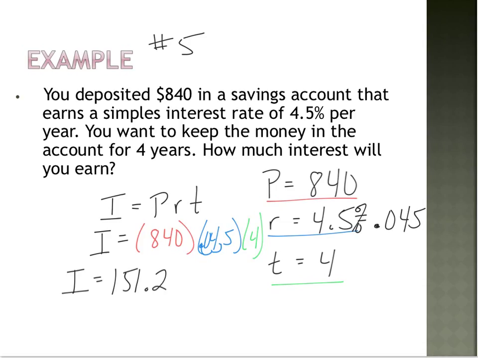This is example 5 that should be in your notes. As you can see here, I've worked the problem. You have deposited a principal value of $840. It's going to create a simple interest rate of 4.5%. Look underneath rate, that's 4.5%, and that's going to equal 0.045. Now you turn into a decimal value. Time is 4 years. Notice I've done the principal, the rate as a decimal, and the 4 years. So my interest will be $151.20.